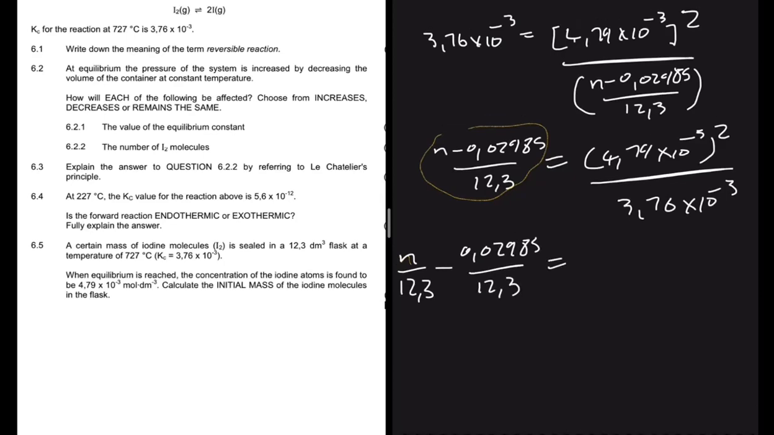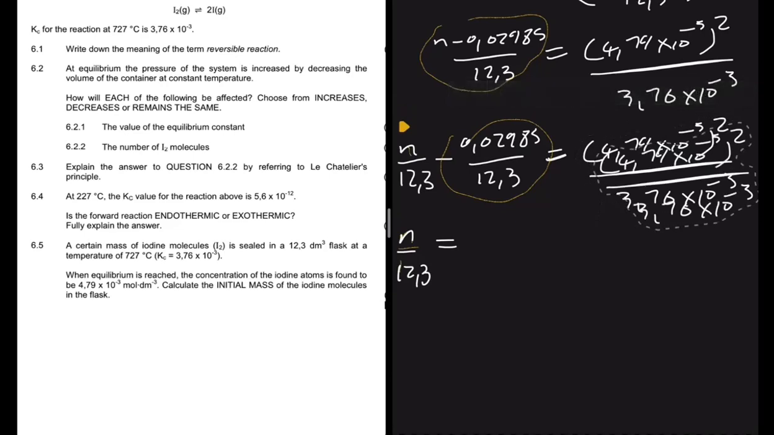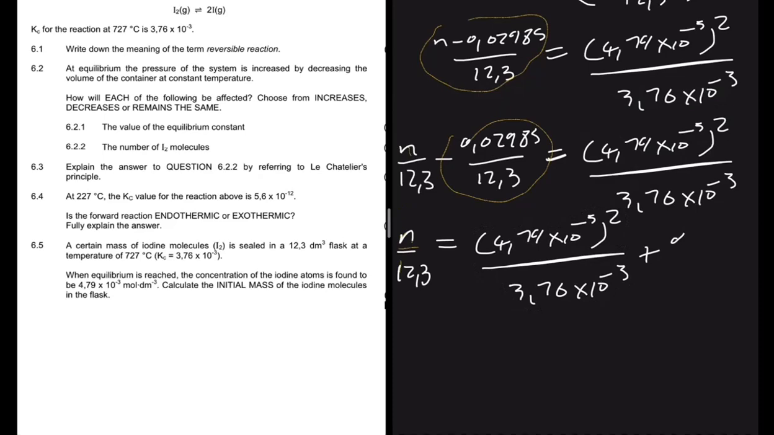So we can actually break this n minus 0.02985 divided by 12.3, right? If we do that, we get n divided by 12.3 minus 0.02985 divided by 12.3, which is equals to this same expression. Nothing is changing, so I'm just gonna duplicate it instead of writing it again. So now we can take this term to the right hand side, so we're gonna get n divided by 12.3 is equals to that term plus 0.02985 divided by 12.3.